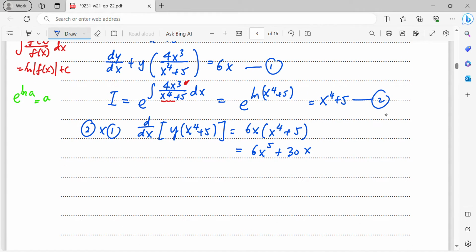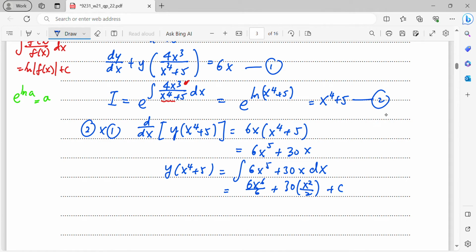Differentiating the left side to get the right side means that the left hand side is basically the integration of the right hand side. So when I integrate 6x to the power 5, it will be 6x to the power 6 over 6, which later will be simplified into x to the power 6. This is 30x squared over 2, and then plus c. So now I will simplify it into x to the power 6 plus 15x squared plus c.